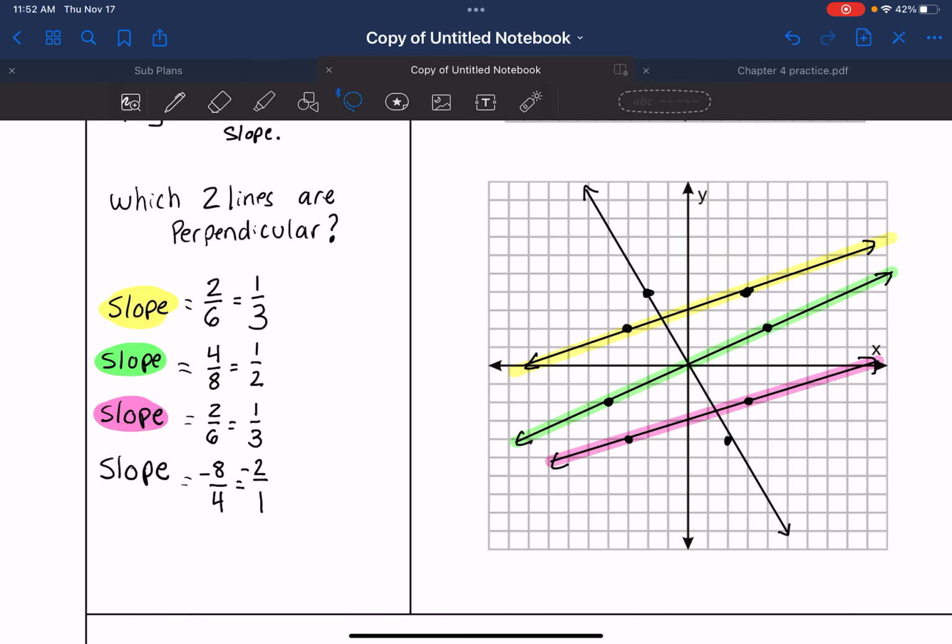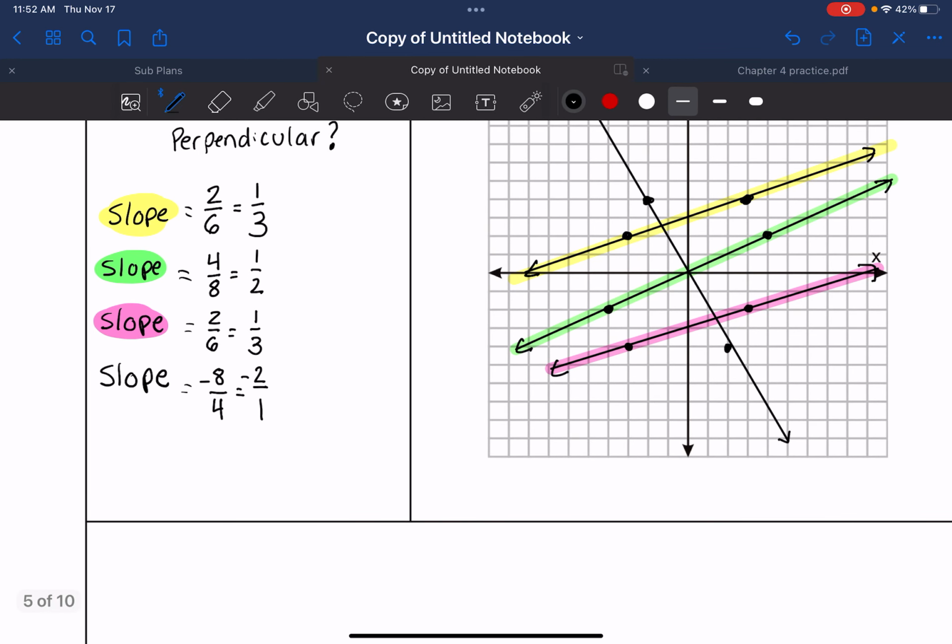Now, here's the rule. Lines will be perpendicular if the slopes of the lines are reciprocals, like it's been flipped, and it's the opposite. So for example, if it was positive, now it's going to be negative. So looking through this list of slopes, I can see that 1/2 and negative 2 over 1, those are the reciprocal of one another, and it's been negated, which means it's the opposite sign. So I'm going to go down here and tell my answer. I'm going to say green line and plane line, I guess.